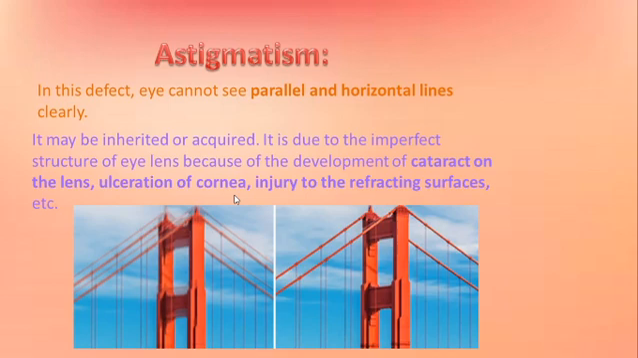Then astigmatism can be corrected by using a cylindrical lens or toroidal lens.